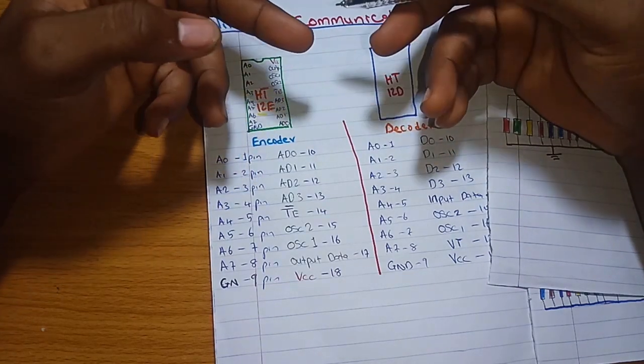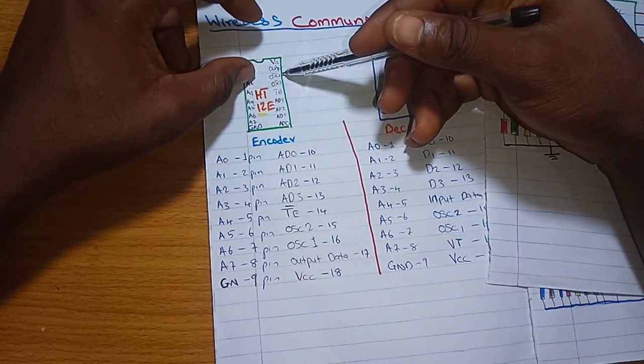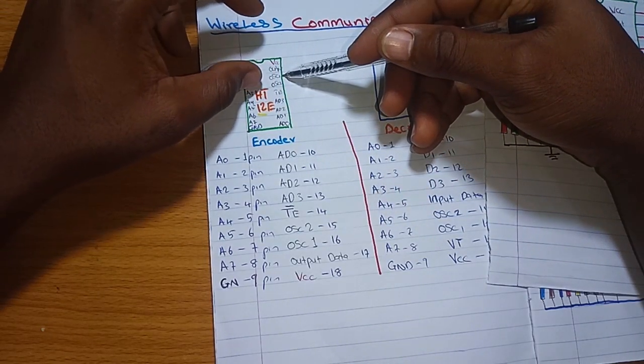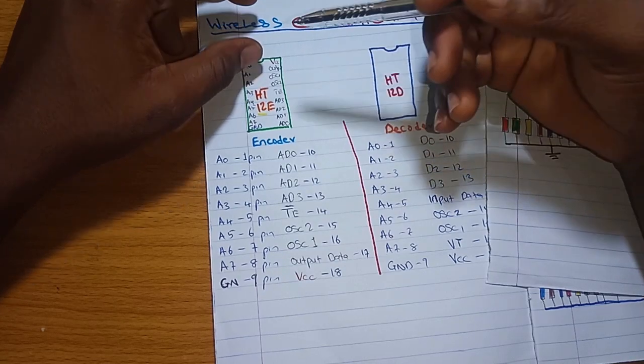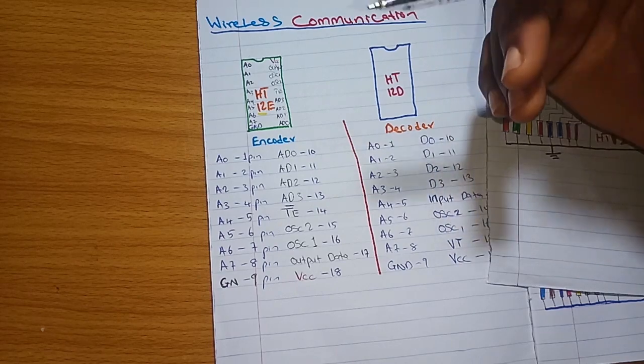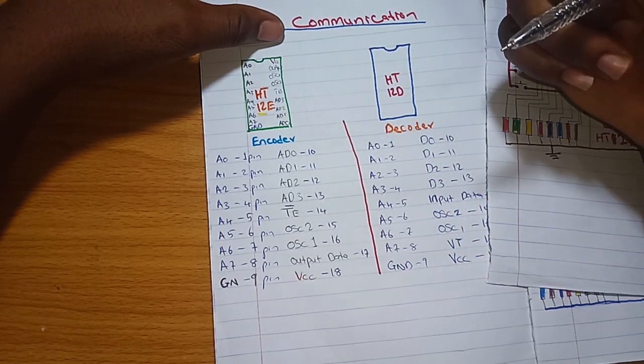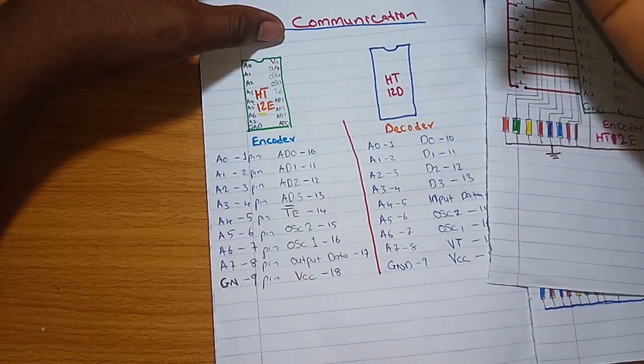Okay, and this is oscillating 1 and oscillating 2. This IC has an internal oscillator, and in order to set it, we normally connect a resistor between oscillating 1 and oscillating 2. The range of the resistance depends, but I normally use a 1 mega ohm resistor. I will also show you the diagram.